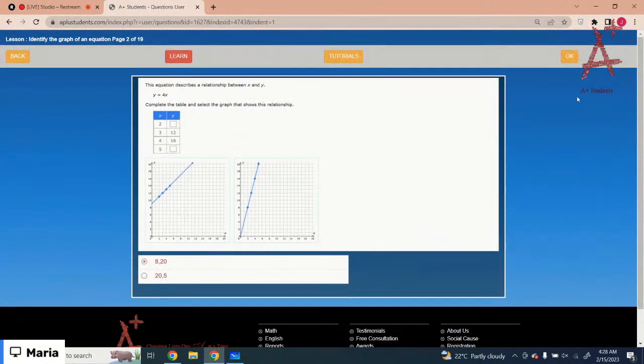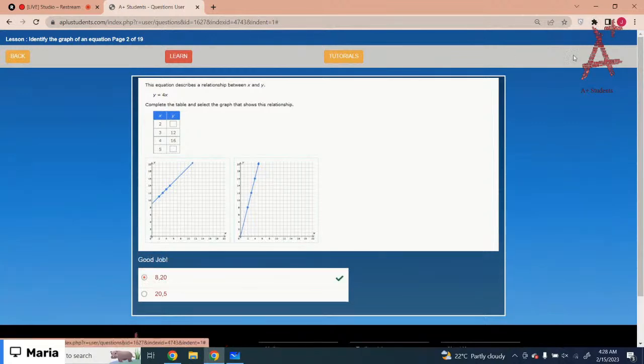Got it? You can match the points 2 and 8. X is 2, y is 8. This isn't the correct option. X is 2, y is 8. X is 3, y is 12. The second graph is the correct option. Got it? So just select the correct option and click on the OK button.